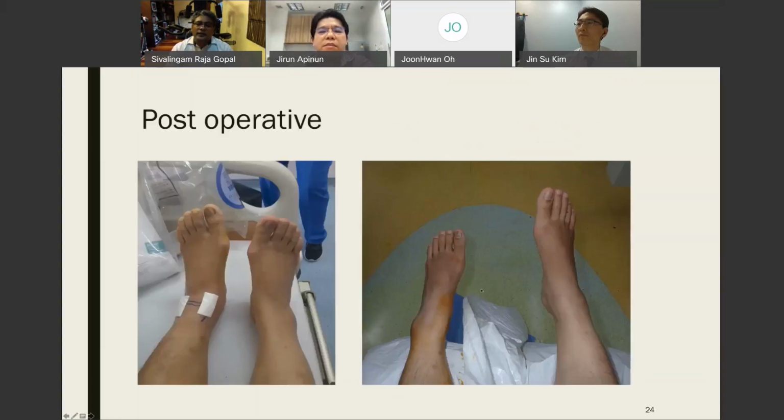Sorry, and you can see this is pre-op and post-operatively. You can see the foot which is internally rotated. Of course, this foot is not suspended now, but the rotation-wise is corrected after surgery.